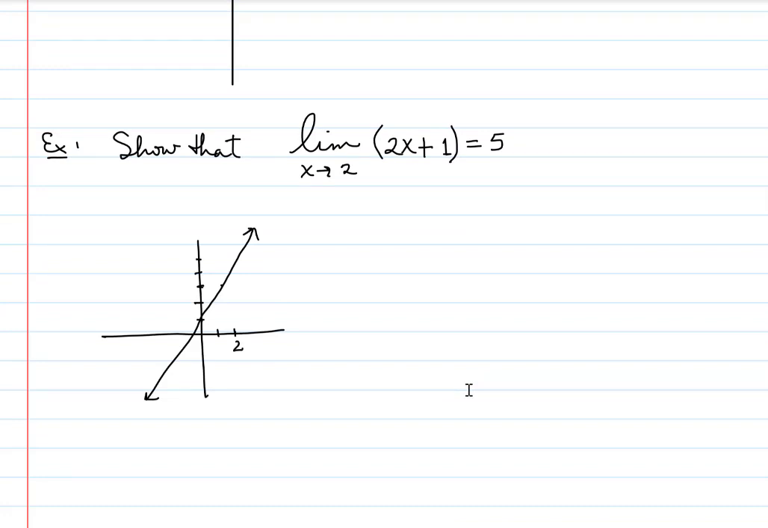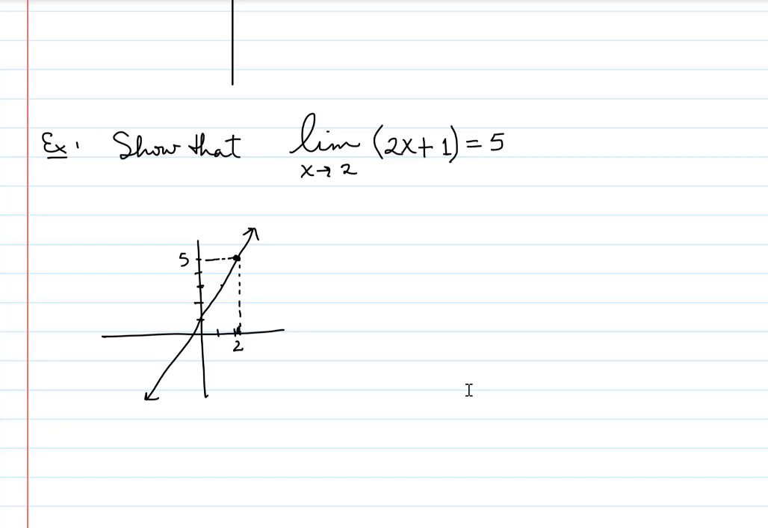As x goes to 2 from the right or from the left, the limit is going to be that 5. So how do we actually prove that? Again, I'm using this simple example just to show you how to go about proving this. The way you prove this, and remember, we can't just pick an epsilon because we have to prove it for every epsilon greater than 0.